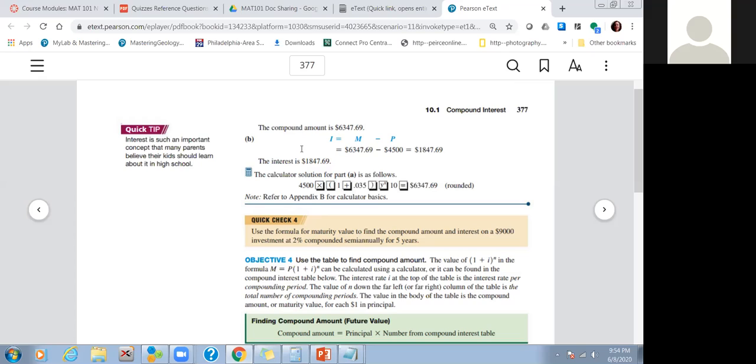And then the last step for this example was how much interest was earned. Once we know the compound amount, we subtract the starting value to get the interest earned. The difference between what you started with and what you ended with will be the interest that the bank put in.